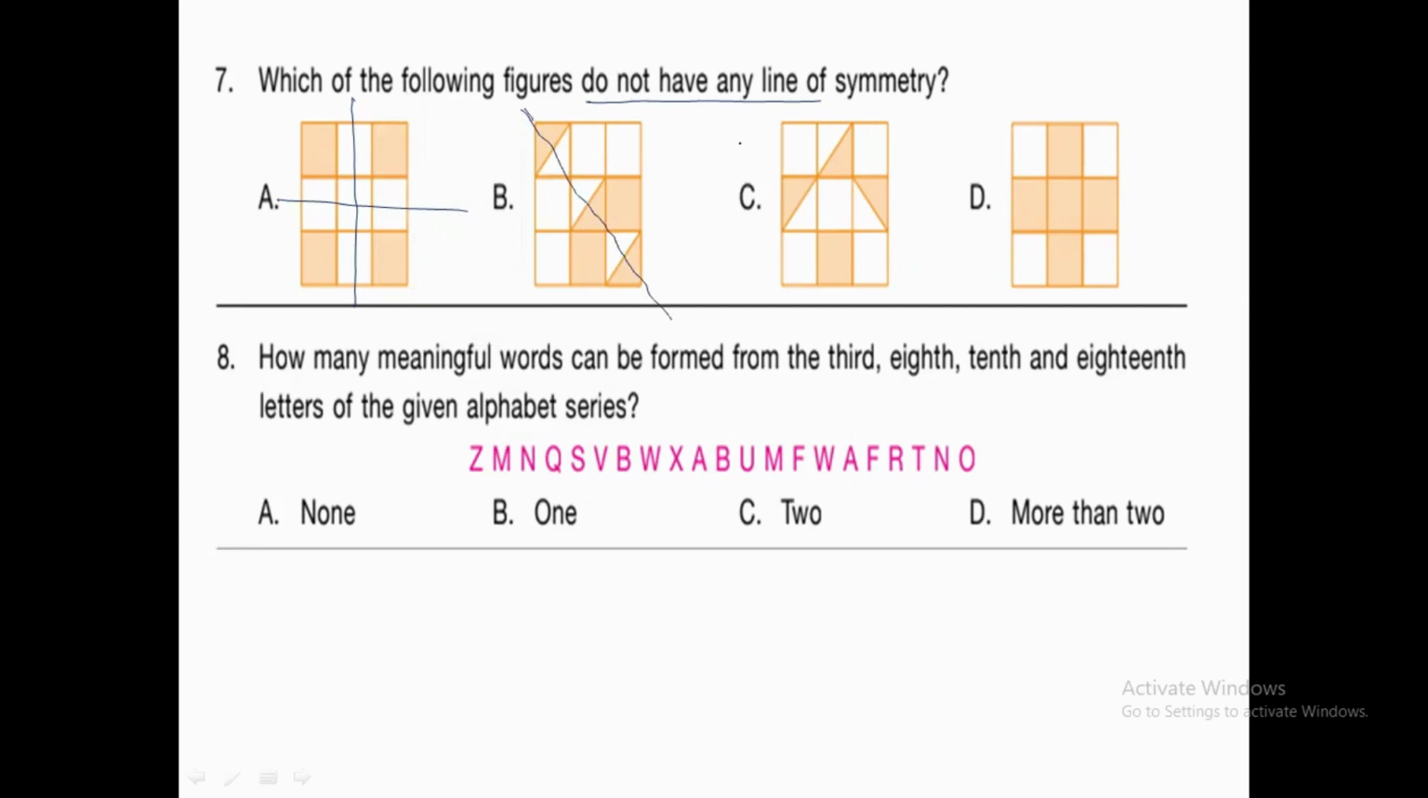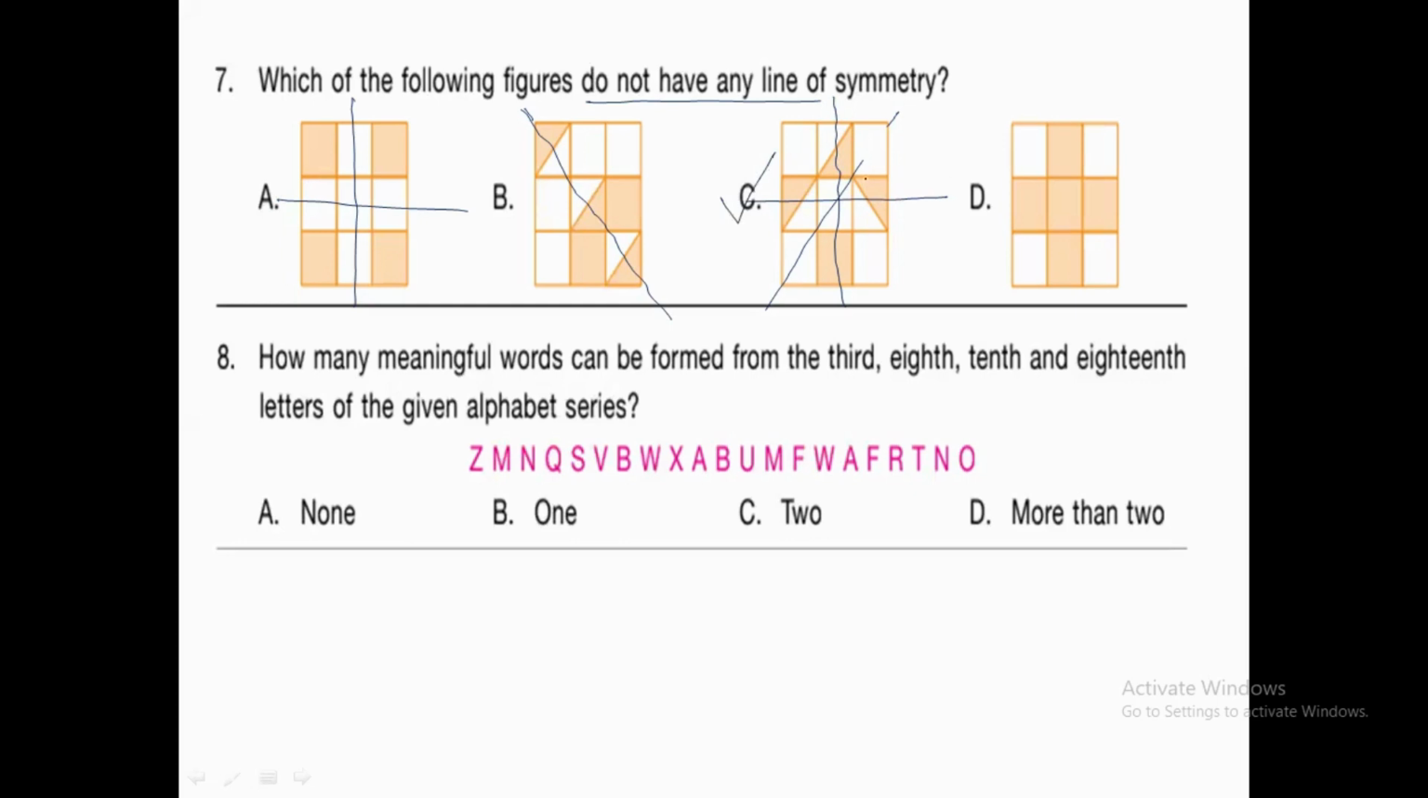Okay. Now, if we are moving towards C, what we can see over here is that if we go diagonally, it has no diagonal line of symmetry. And if we go through vertical, then it has no vertical line of symmetry. And if we go through horizontal, then in horizontal also there is no line of symmetry. Okay, so we can say option C is the only option which has no line of symmetry.